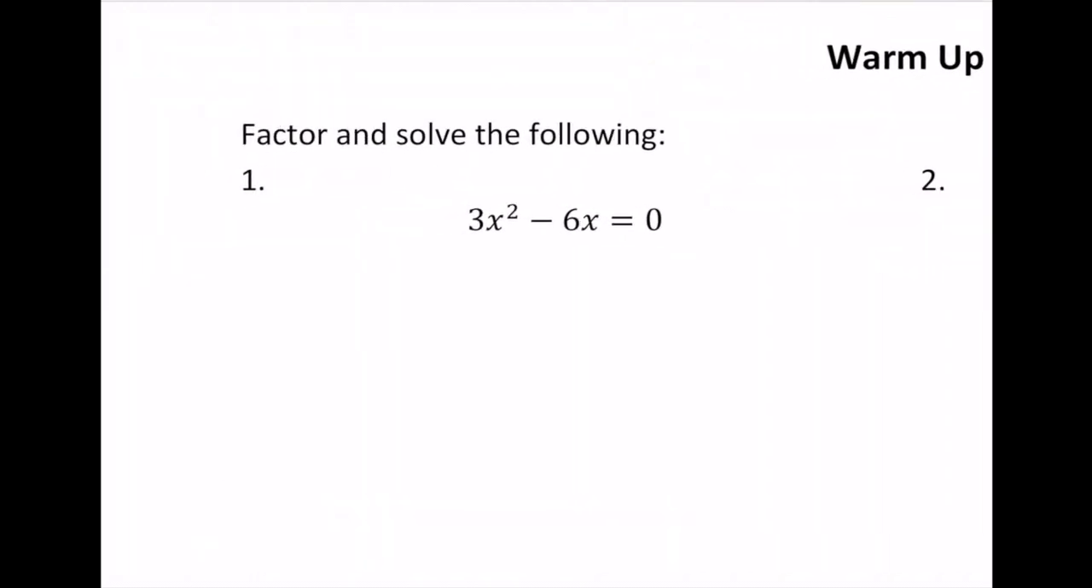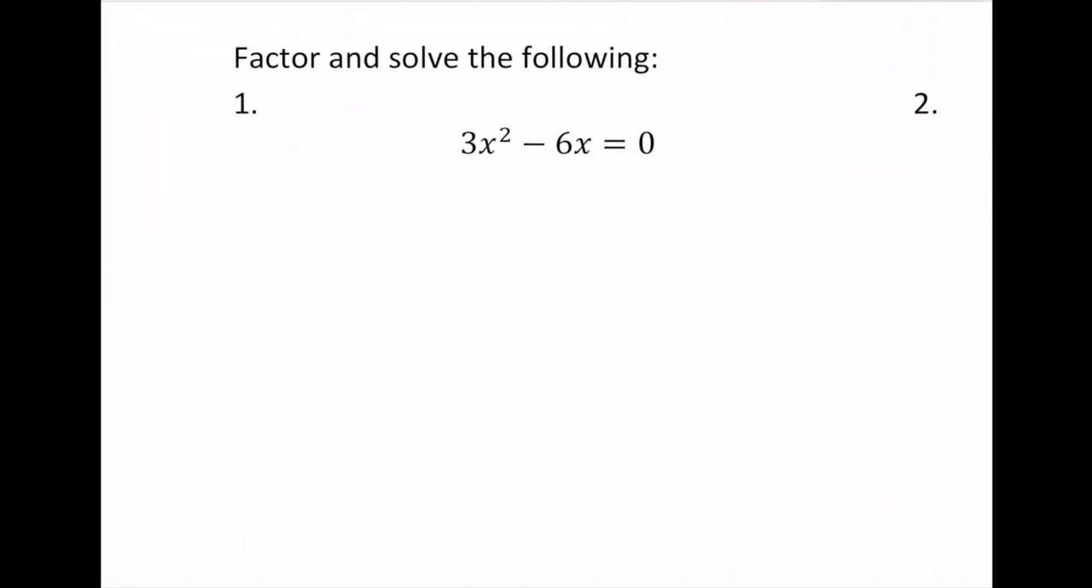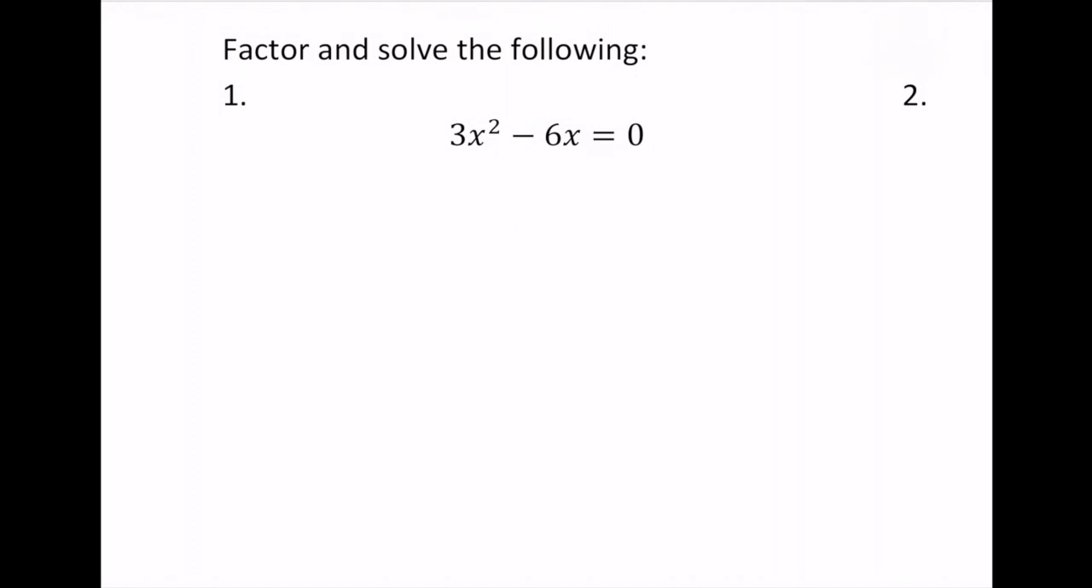Let's take a look at question 1. For all of these problems, we are going to be factoring and solving. So for this first problem, I want to look at what 3x squared minus 6x has in common. What do these two terms have in common? So I notice that 3 is divisible by 3 and negative 6 is divisible by 3. So something that they both have is a 3.